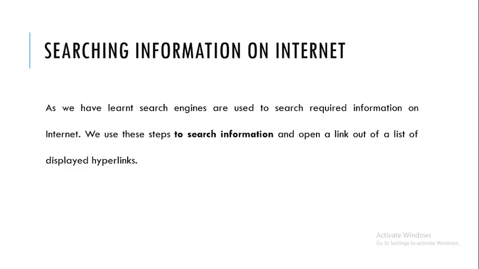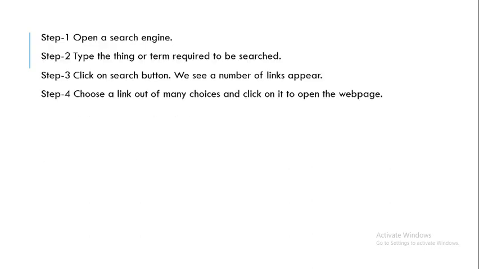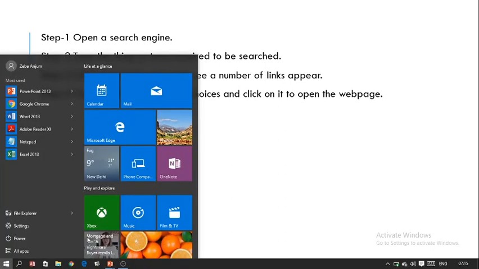We use these steps to search information and open a link out of a list of the displayed hyperlinks. And what are those steps? These steps are: open a search engine, type the thing or the term required to be searched, click on a search button. We can see a number of links appear, and the last step is choose a link out of many choices and click on it to open the web page. So these are the steps. Now I will show you how we have to do it.